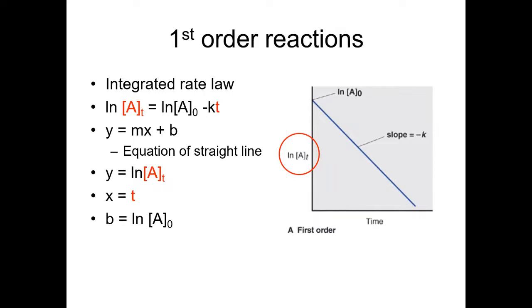And so notice with this graph, I still have time on the bottom, but my y-axis is different. So if I want to see if it is a first order reaction, I have to take all of those concentration data points and find the natural log of each of them. And as I find the natural log of each of them and graph them, if I get a straight line for the natural log of those data points, then I know it's first order.